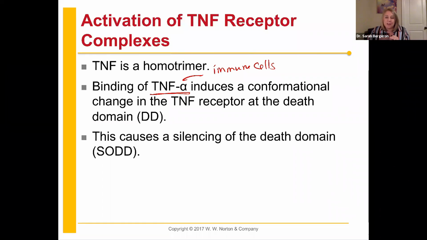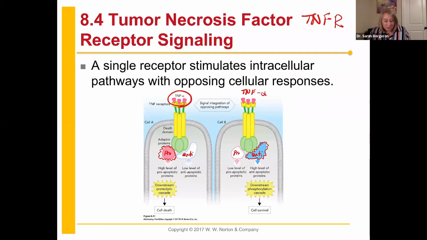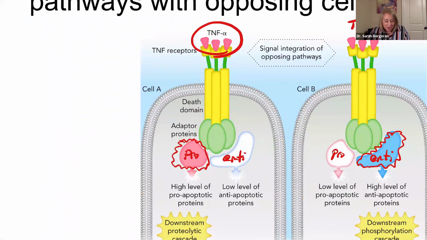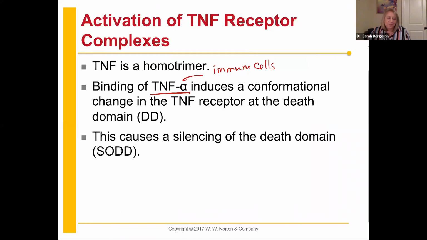We have a change in the tumor necrosis factor receptor in what's called the death domain. Sounds very, I don't know, I guess it's kind of appropriate for Halloween, right? So here are our death domains. Our death domains are in the cytoplasmic portion of the cell, right? All right. So it changes the conformation of the death domains inside the cytoplasmic portion of the receptor, right?